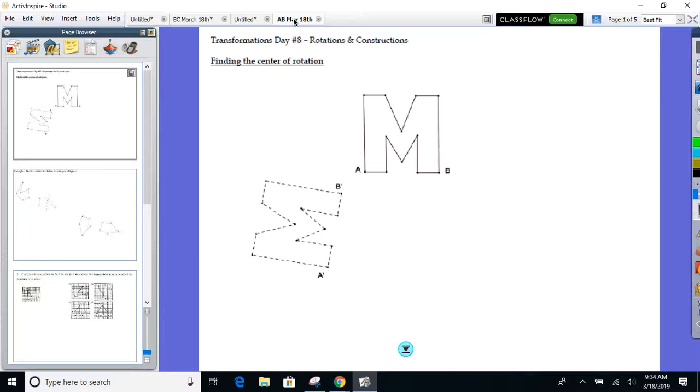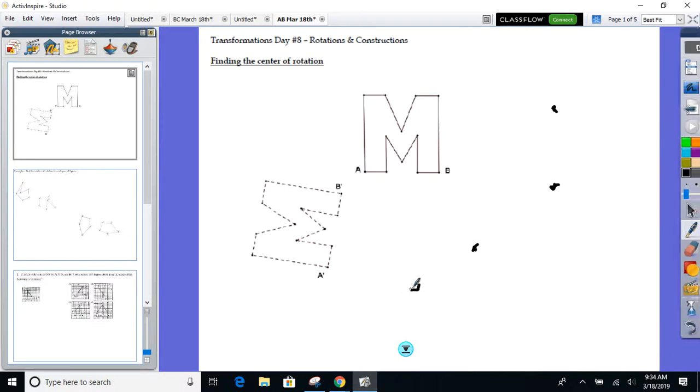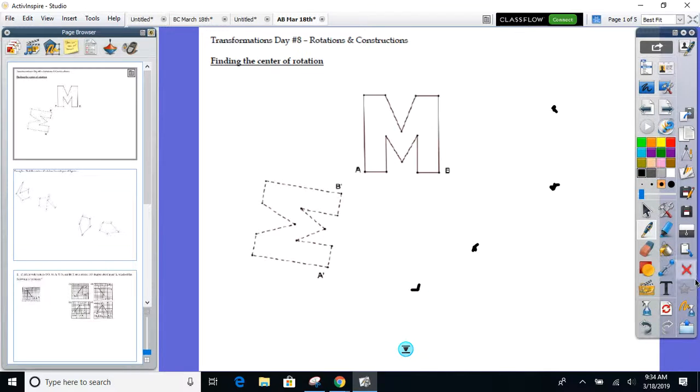How do I find the point that I rotate around? Well, usually on a graph, anybody notice? I think I mentioned it Friday, the point we usually rotate around on a graph? The origin, 0, 0. Well, what if I'm not on a graph anymore? I still need to find somehow that point that I'm going to rotate around. Here's how to find it.